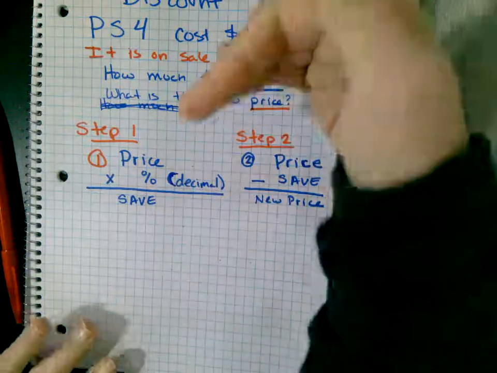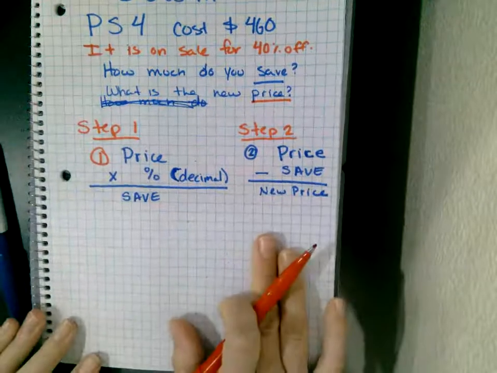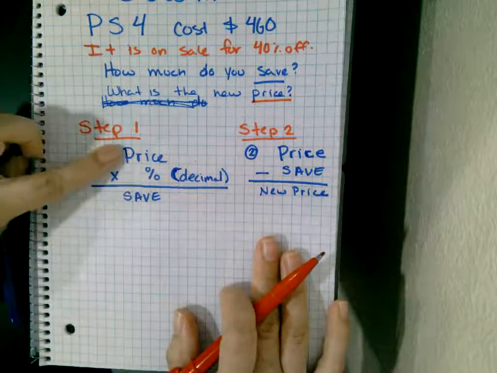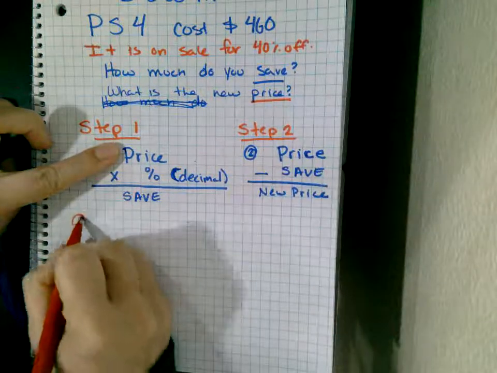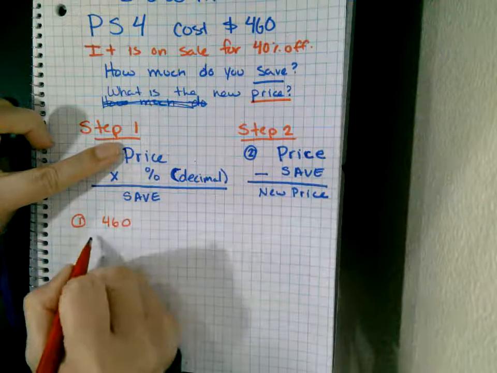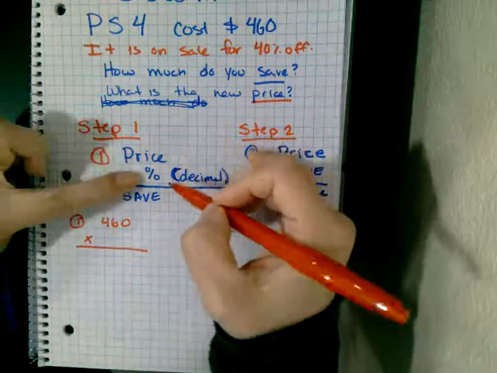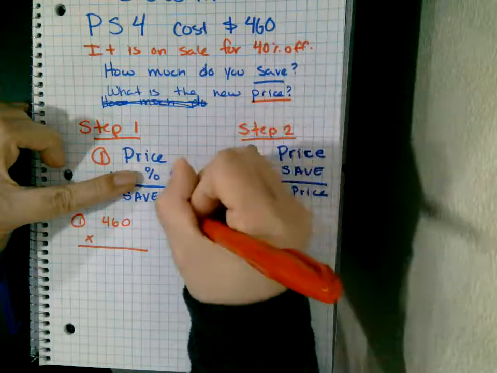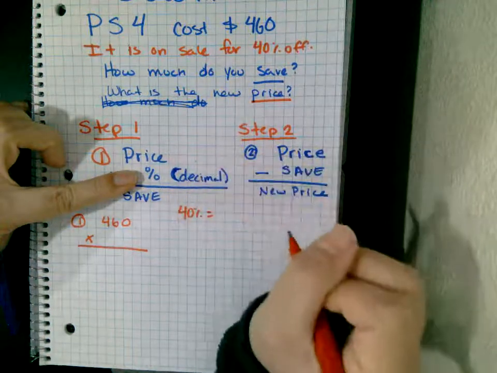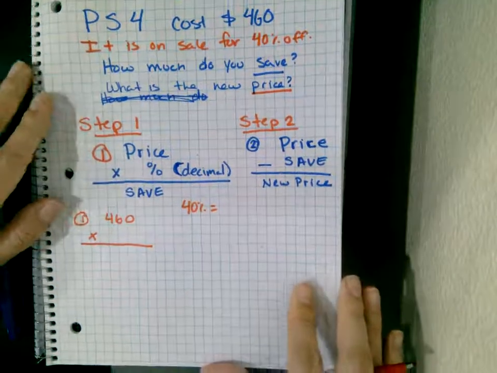So now let's apply it to the problem we just did. So step number 1, you're going to take your price. What is my price? $460. Okay, so step number 1, take $460 and multiply it by my percent. Well, my percent is 40%. How do I write 40% as a decimal? What is 40% as a decimal?